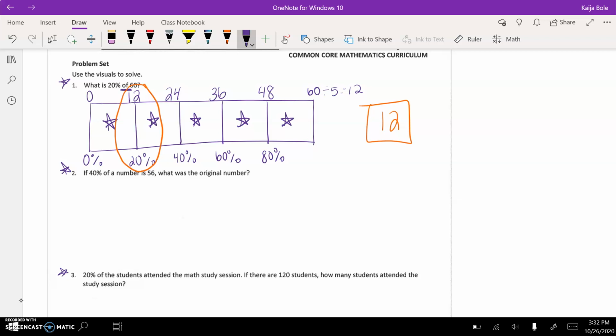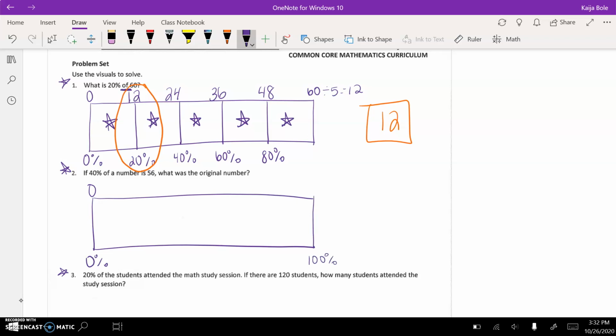So, if we start with our pretty basic double number lines, we got 0% and 0. And then we're going to get up to 100%. We always know that. Now, we do not know the original number. That's what we're looking for. We don't know what that grand total was. But we know that 40%, which should be around here, 40% of a number is 56.